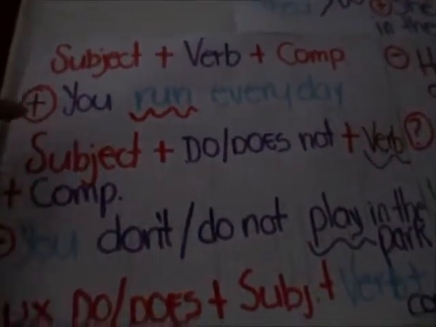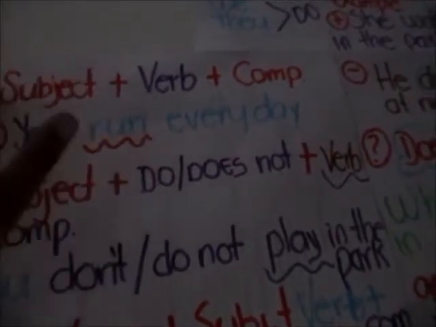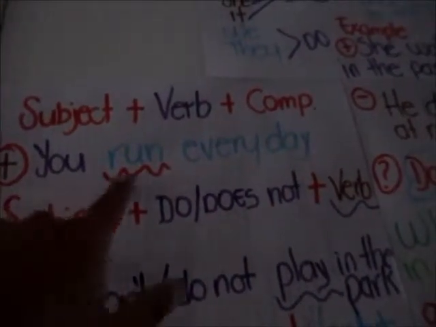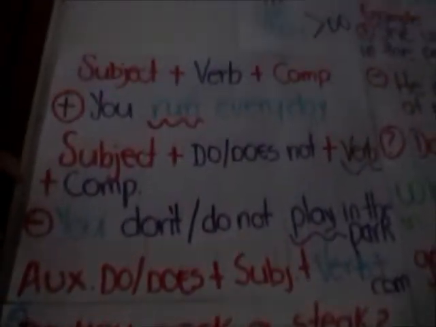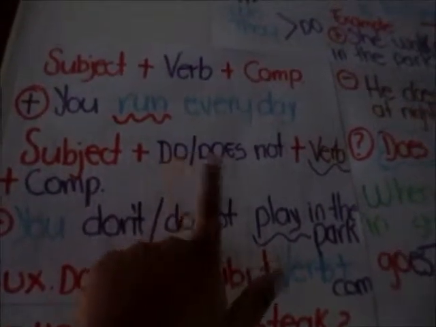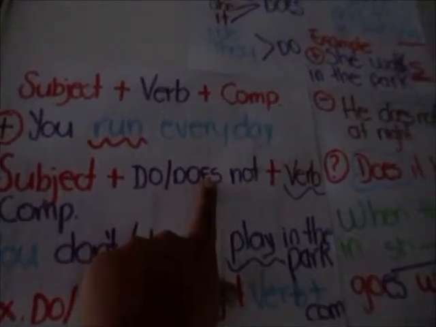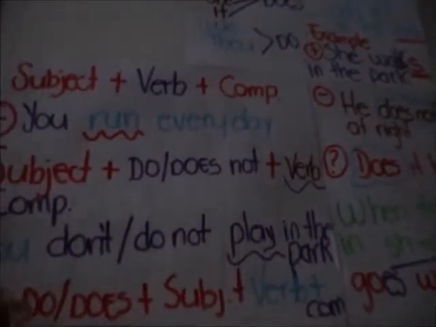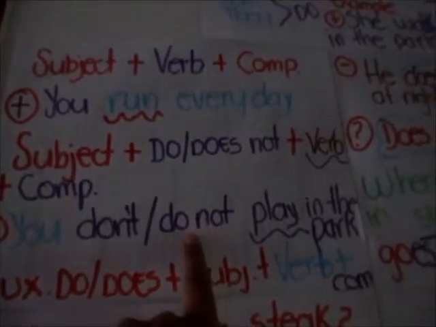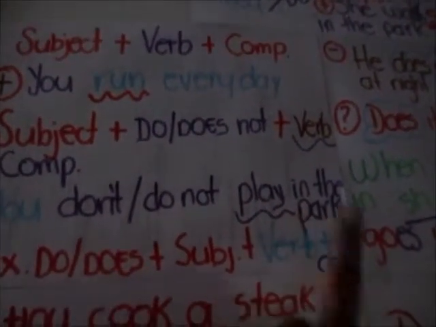Look, the structure for an affirmative sentence. You have the subject, the verb, and the complement. So, you run every day. This is the subject, the verb, and the complement. For the negative sentence, you use the subject, auxiliary do or does, and not, and the verb and the complement. Example, you don't or do not play in the park.